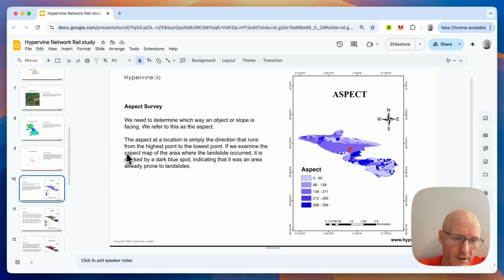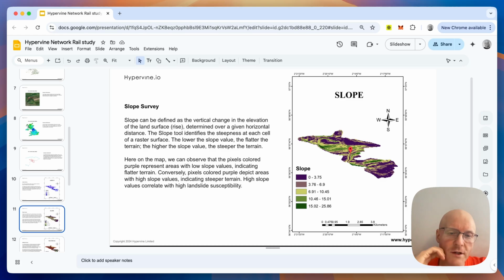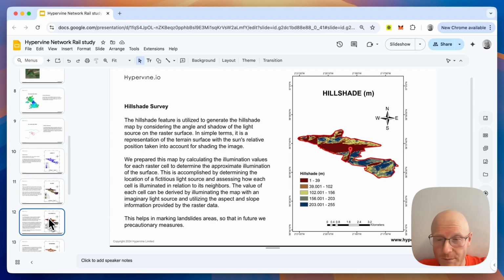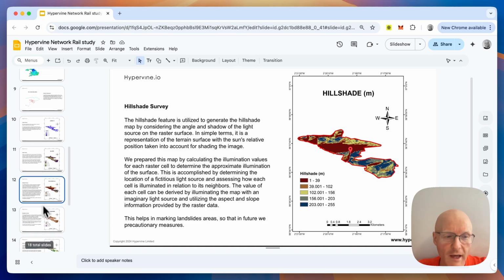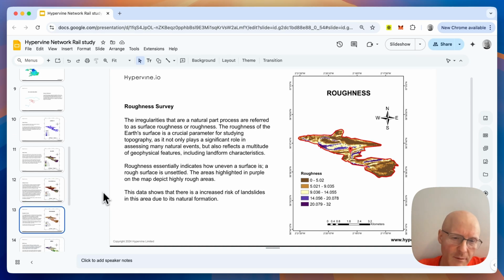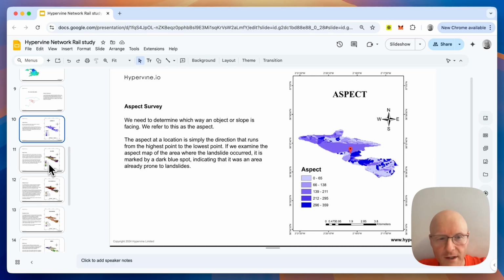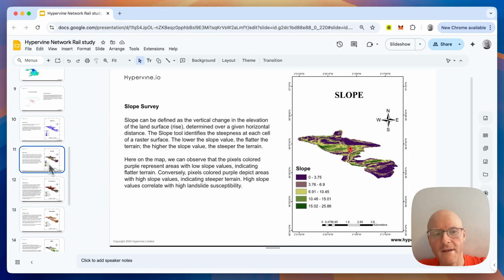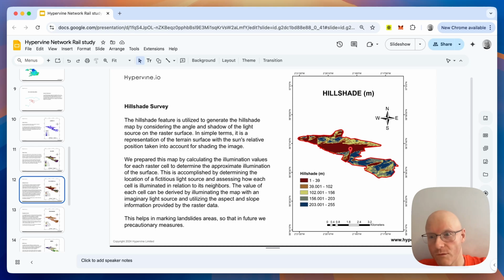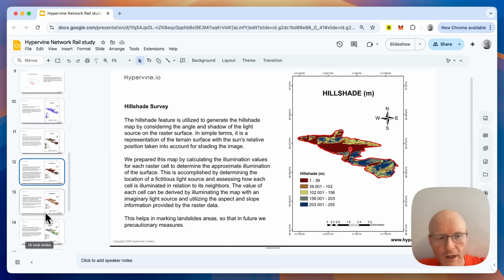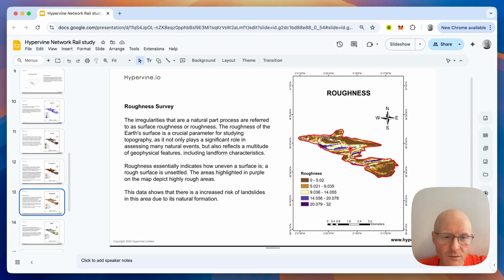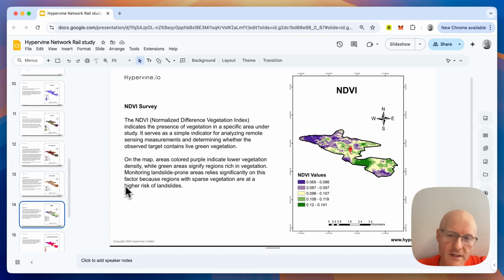And what we actually did find, so we did an aspect survey, a slope survey, we did quite a few of them, a hillshade survey, a roughness survey, and basically these are surveys where we're trying to understand the surface type. So are these surfaces flat? Are they steep inclines? Do they have lots of vegetation on top of them, or are they dry in some cases as well? And here, this is a vegetation one. So how is the vegetation in this area? There's a lot of vegetation or a little bit of vegetation in this case.